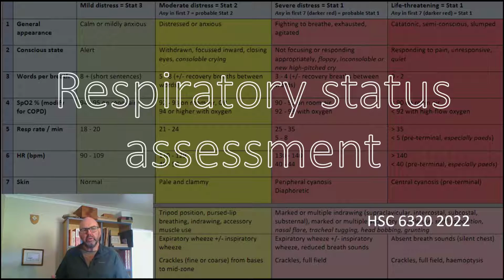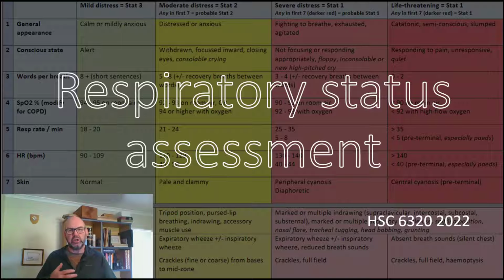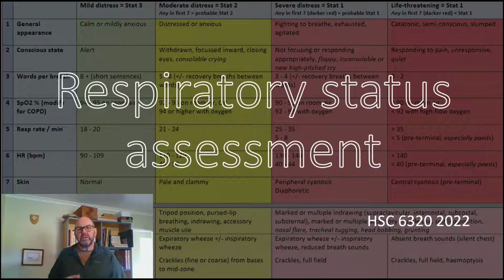Kia ora, and welcome to part two of this look into respiratory assessment and the use of respiratory status assessment tools. So in part one, we looked at the difference between someone that presents with respiratory distress and someone that may be in respiratory failure. And we looked at the use of the vital signs and some of the pulmonary markers. So in this part, we'll be looking at the clinical examination skills that are used as part of the respiratory assessment. So let's crack on with that.